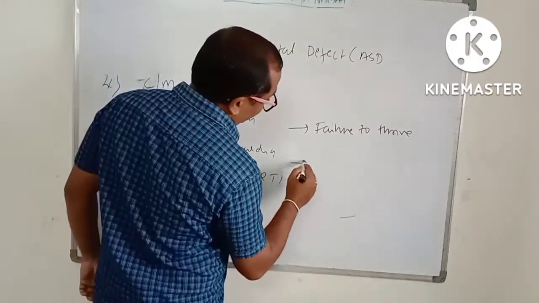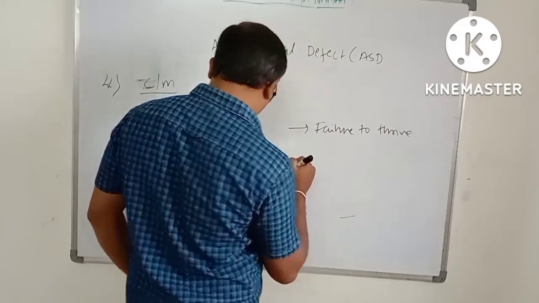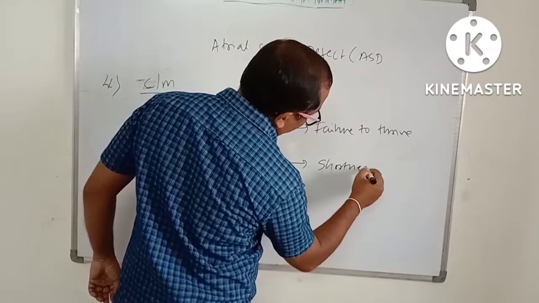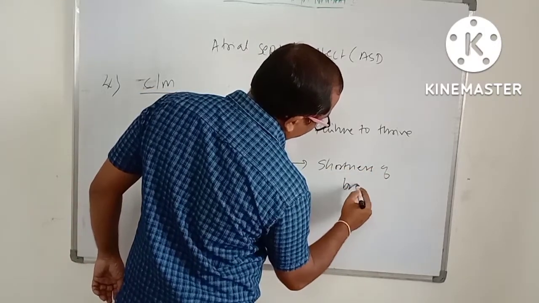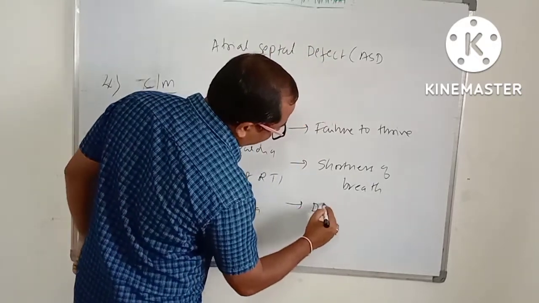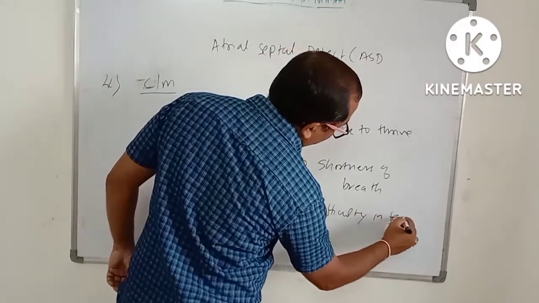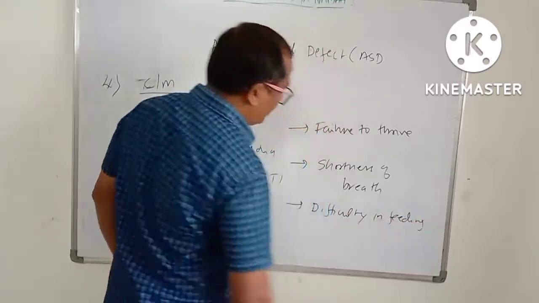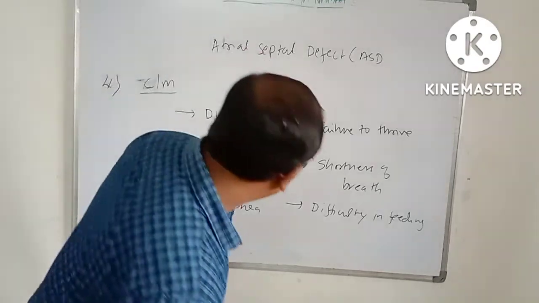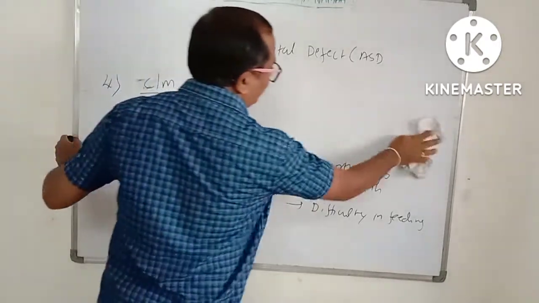And apart from this, there is one more point that we need to know, shortness of breath. And the next one is difficulty in feeding. This difficulty in feeding is because of dyspnea. It is very difficult to feed the baby. So these are the clinical manifestations of atrial septal defect.